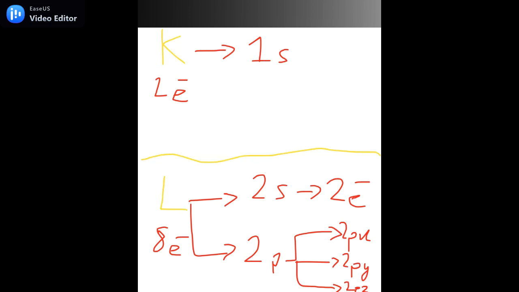So the L shell has 2 subshells, 2s and 2p. 2s contains 2 electrons, 2p contains 3 orbitals, and each orbital contains 2 electrons. So 3 into 2 is 6. It contains 6 electrons. So 6 plus 2 is 8 electrons.